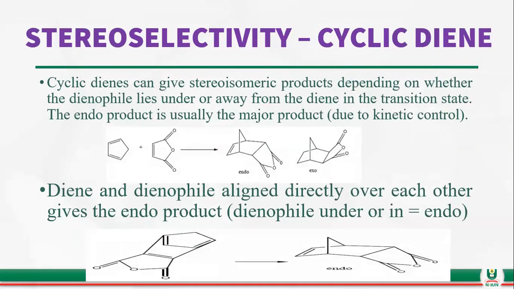Cyclic diene can give stereoisomer product depending on whether the dienophile lies under or away from the diene in the transition state. And when this happens, it can lead to an endo or an exo product. The endo product is usually the major product because it gives room for a lower energy state and a higher thermal stability. And it's a highly kinetically controlled product because it has the easiest way to be formed because there is no restriction, there is no repulsion, there is no interaction that is affecting their formation. And when we say that, we are saying that it is endo.